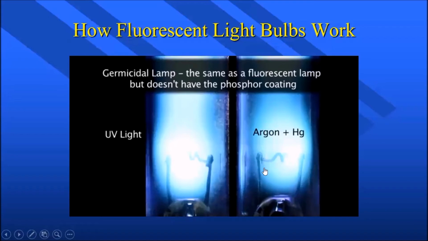So what they do is they coat the inside of these light bulbs with this material called phosphor. And what phosphor will do is absorb the UV light and then give it back out in visible white light. So that's why you're seeing white light coming out of there. Okay, because of the phosphor.